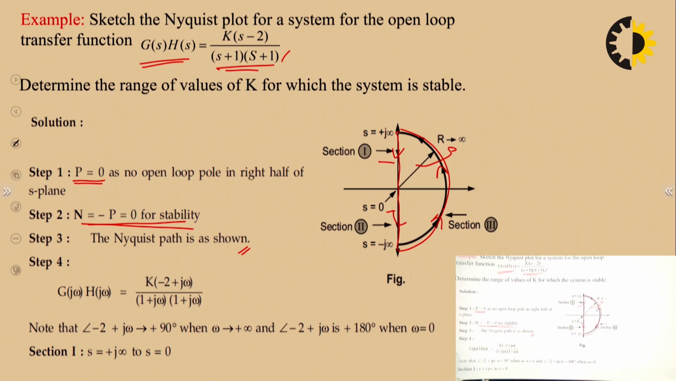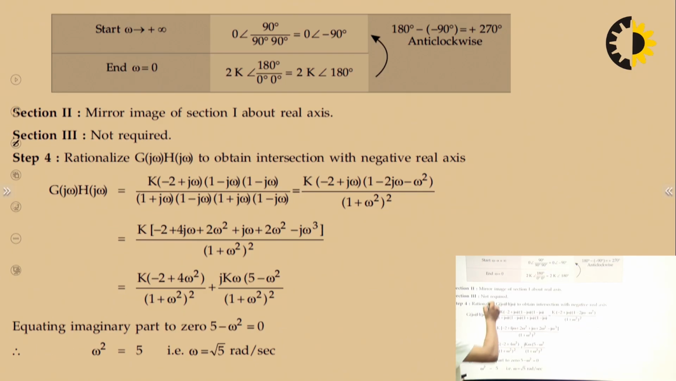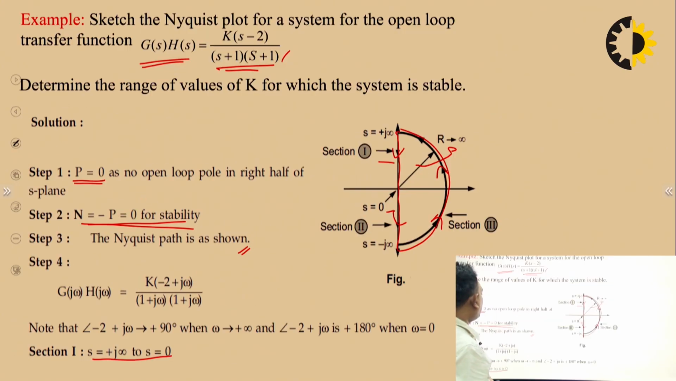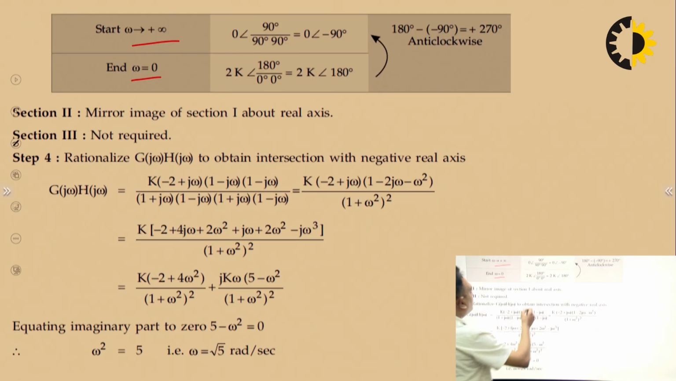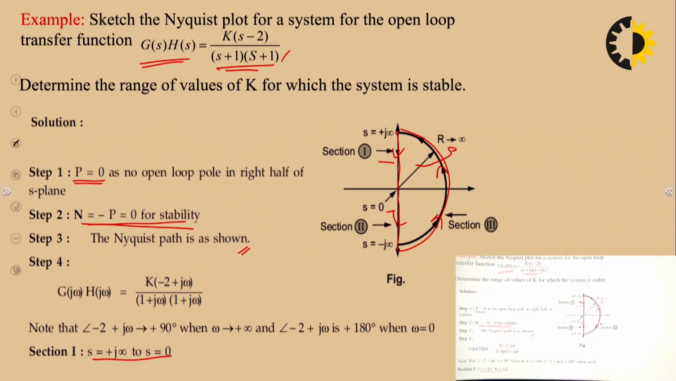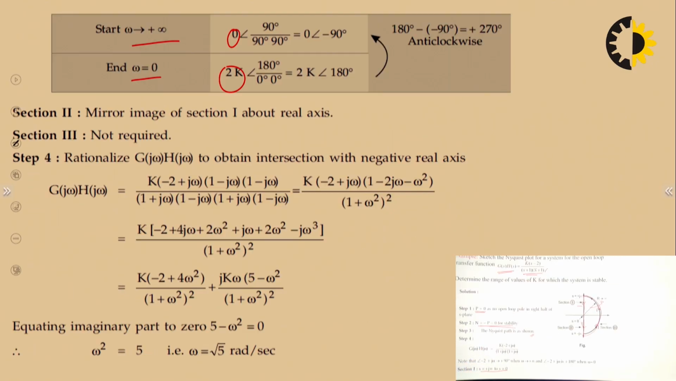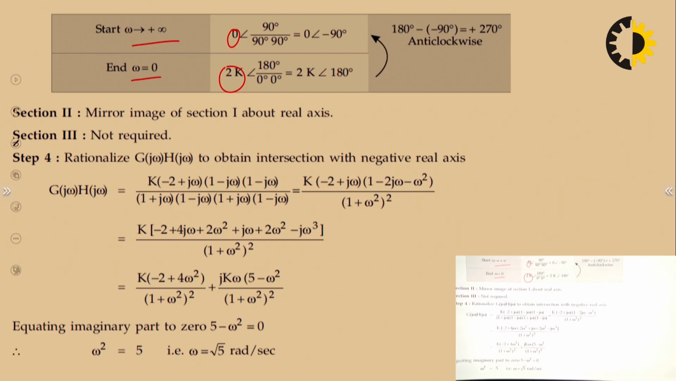Now we will calculate the magnitude from s equals to plus j infinity to s equals to 0. So at start, we will start at plus infinity and end at omega equals to 0. So the magnitude according to this expression will become 0 and 2k, if you put the value omega equals to 0 and omega equals to infinity here. And the angle is minus 90 and the angle is 180. So the rotation is plus 270.